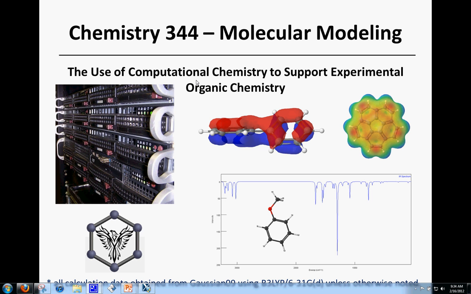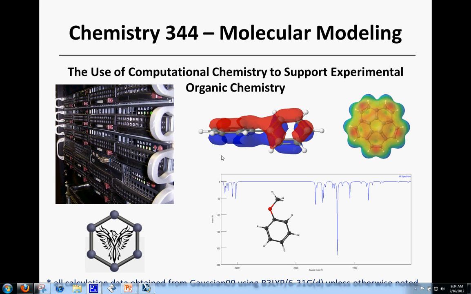Welcome to the video recording and audio recording of the Chem 344 Molecular Modeling Prelab lecture. This is the first semester that we're using our new cluster Phoenix, which is pictured here showing the hardware, to do calculations using WebMO to support the research that we're doing in the Chem 344 experiments.